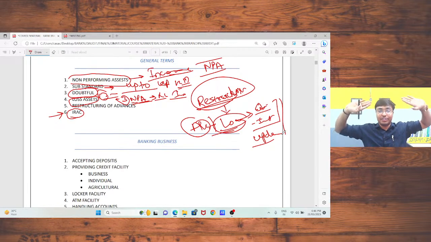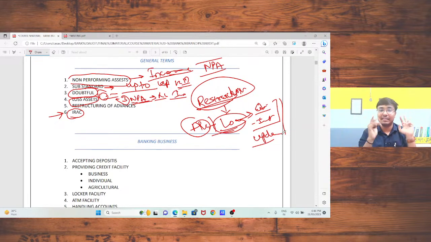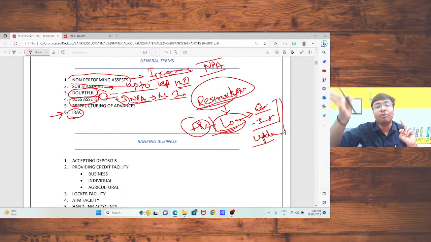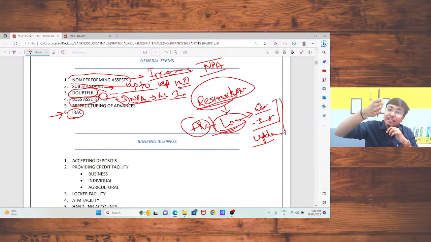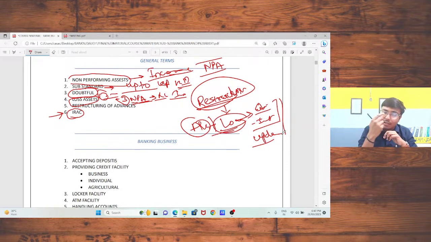Okay, sir. Restructuring of advances, restructuring of assets. Non performing assets means there is no income generation from that particular asset. If the NPA is up to 12 months, the same should be classified as substandard assets. Doubtful is more than 12 months, and if the NPA remains for more than 3 years, in that case that asset should be classified as loss assets.